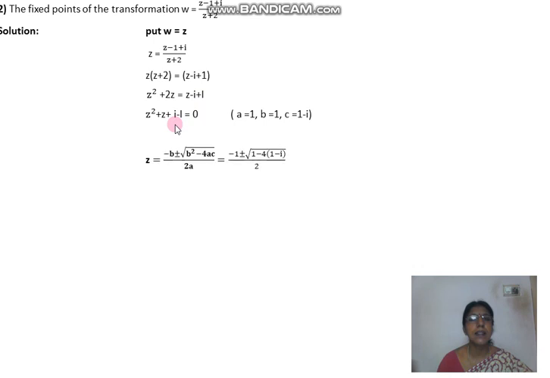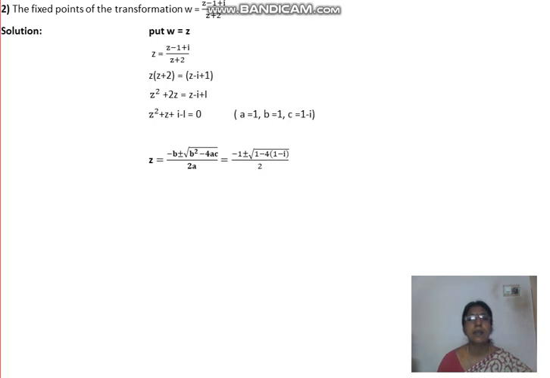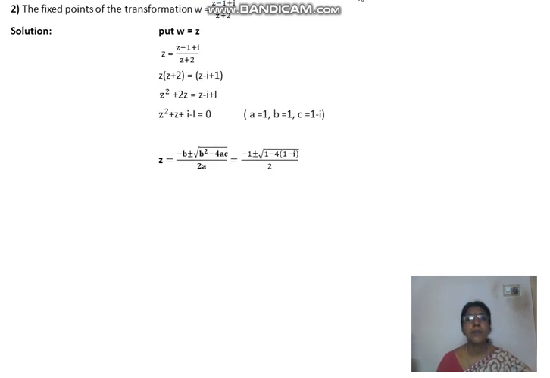Okay, this is in the form of AZ square plus BZ plus C. There is no Z term here, this is called C. So what is A? AZ square, 1 into Z square, A is equal to 1. BZ, 1 into Z, B is equal to 1. C means i minus 1.